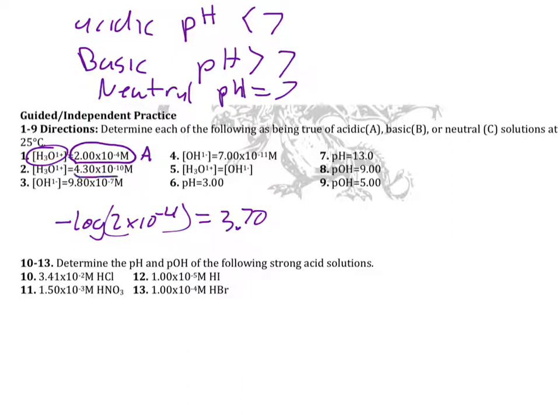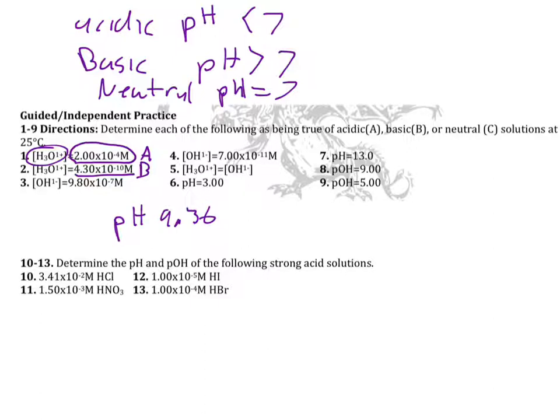All right, well again, you take the negative log of this, and when you take the negative log of that, that's going to give you the pH. Okay, so let's go ahead and do that. And when you take the negative log of that, it's going to give you a pH of 9.36, which is basic because it's greater than 7.